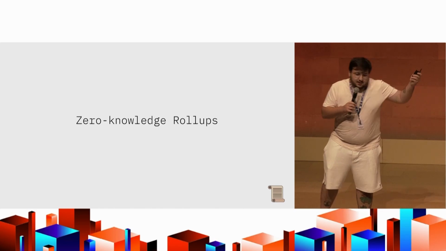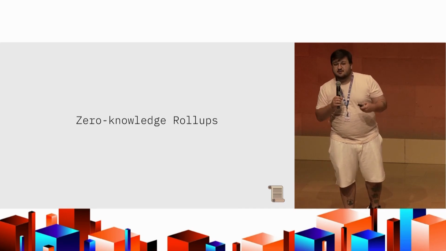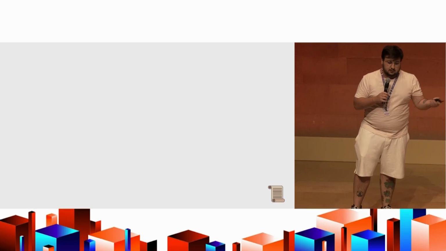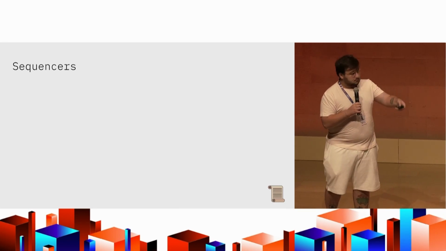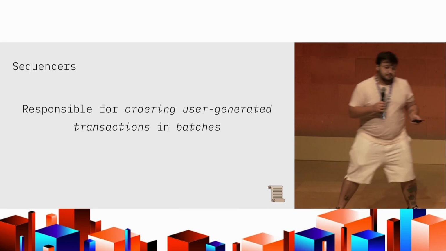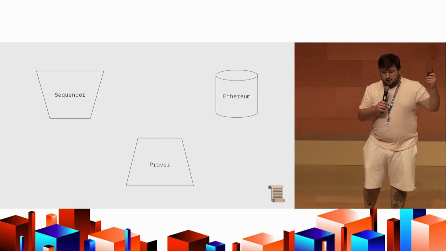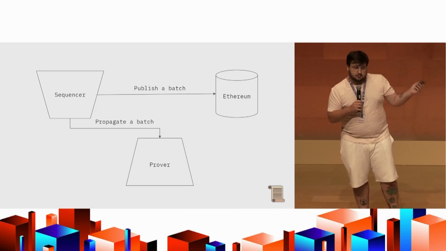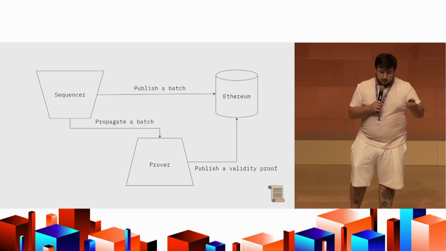So you probably heard about zero-knowledge rollups, or for the Starkware folk in the crowd, validity rollups. So you have sequencers and you have provers in the system. Sequencers perform the role of ordering, and then the provers perform the role of computing the validity proofs for the given order. The way it works is the sequencer submits the batch, which is also propagated to the prover, who submits the validity proof, and voila, you have the finalized state on the layer 1.